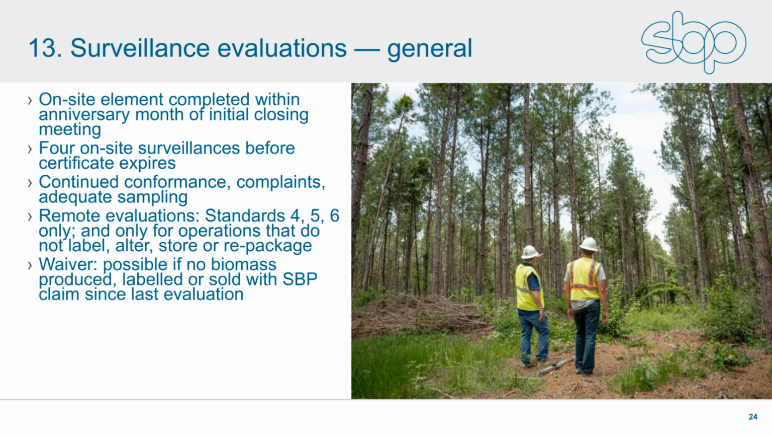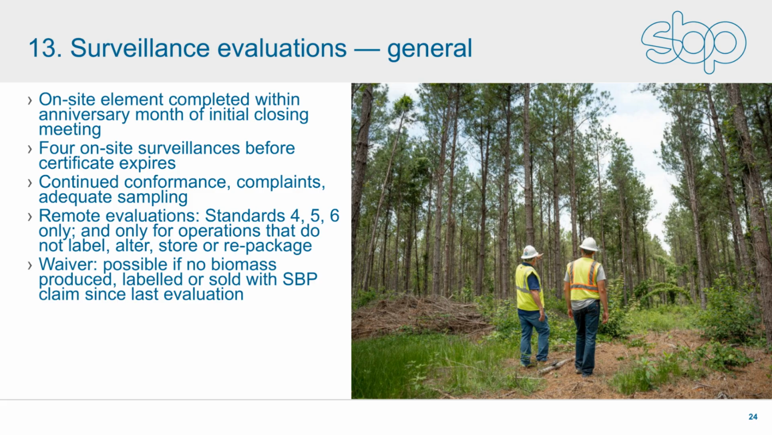At least 4 on-site surveillances must take place before the certificate expires. The surveillance procedure must address continued conformance with all conditions and corrective actions, a review of any complaints or allegations of non-conformance, and an evaluation of an adequate and appropriate sample of sites, records, and stakeholder interviews to verify that management systems are working effectively. Remote evaluations may be carried out without the need for on-site visits for operations that do not take physical possession of SBP-certified feedstock or biomass in their own or rented facilities, and do not label, alter, store, or repackage the products.